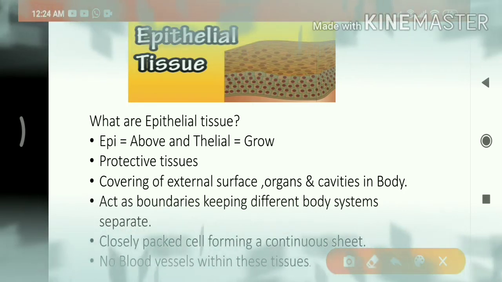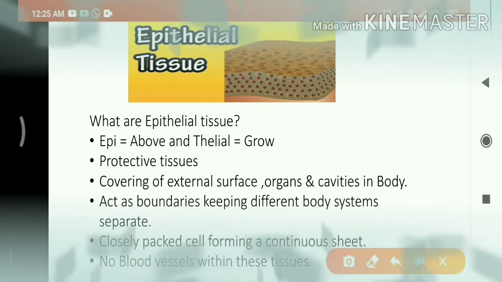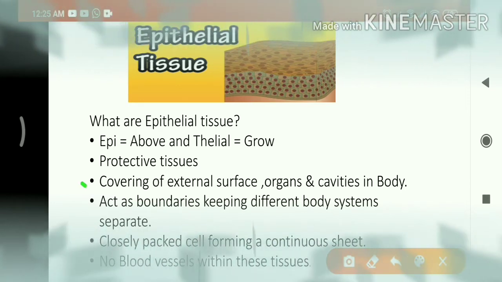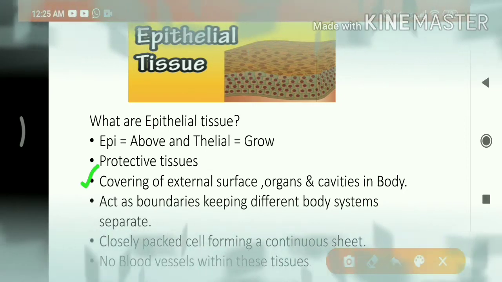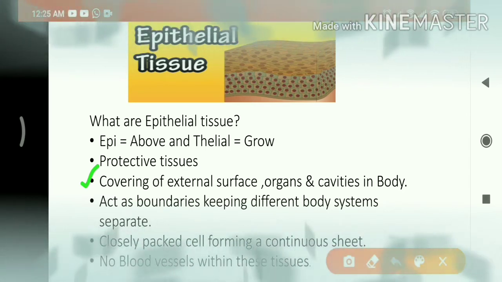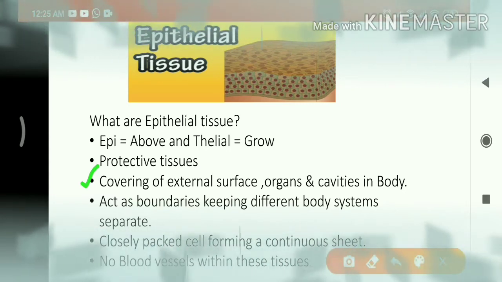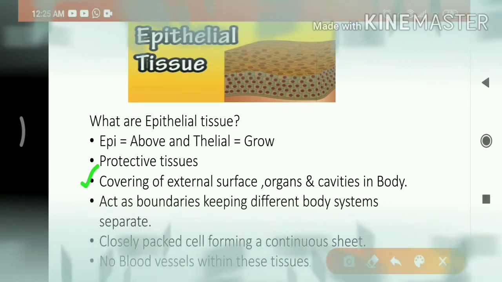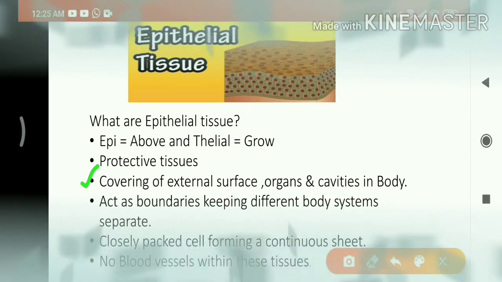The next function is protective tissue. Obviously, it is present above, so it provides protection, from one organ to another organ, and for outsiders it is required as protection. Every kind of protection is provided by this tissue. Different types of protection are given by this tissue.